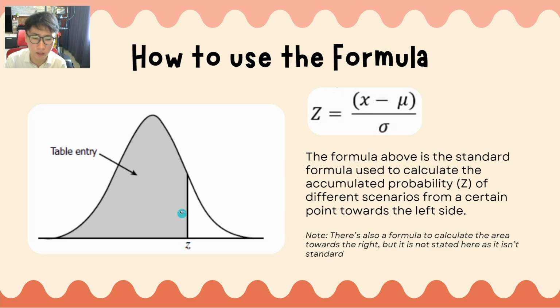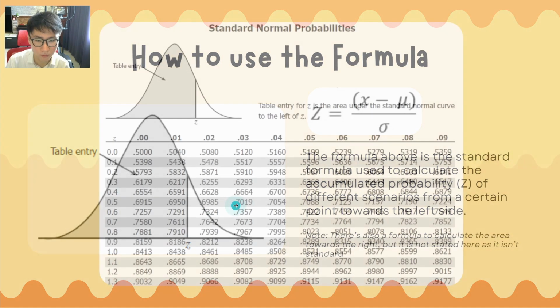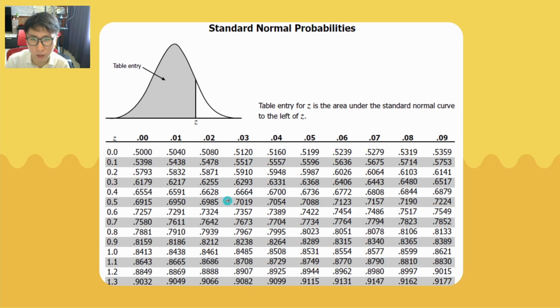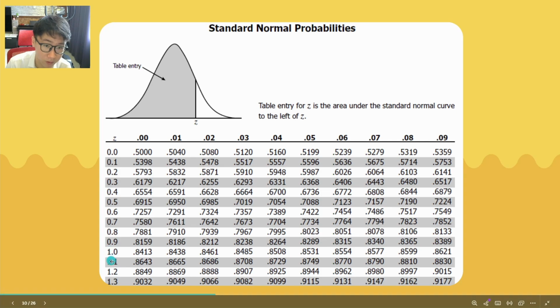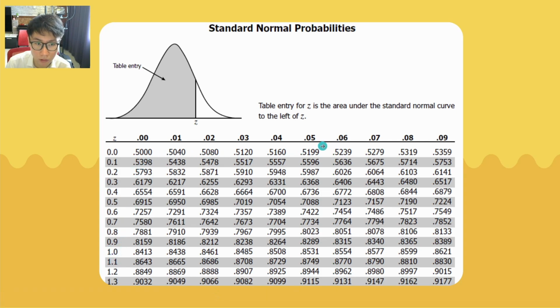There's also a formula that accounts for the probability of z to the right, but it's very rare, and it's not standard. This is the normal probabilities table, in which each z-value represents an area on the graph. So let's say the z-value is 0. That means it covers half of the area. So that means the z-value stands here.